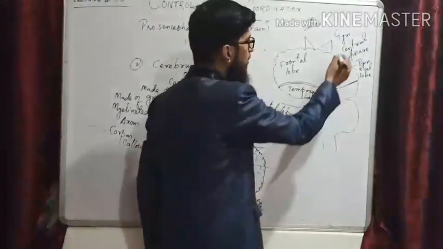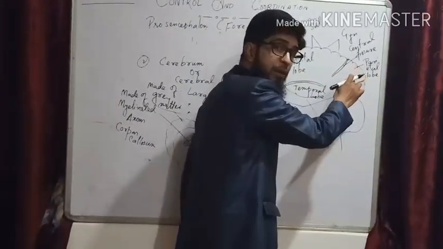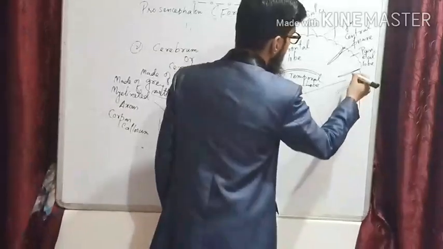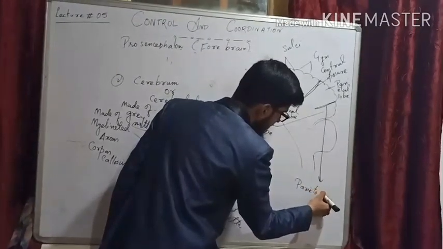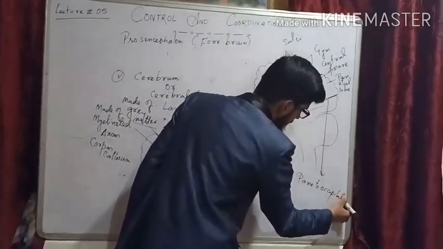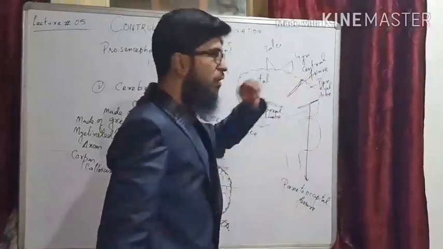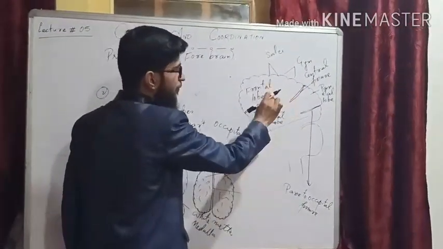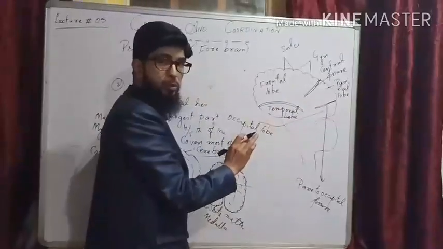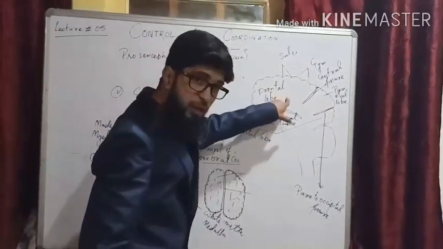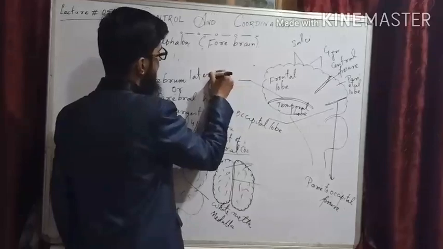Now there are fissures which divide one lobe from another. I have named already one. It is the central fissure which divides the frontal lobe from the parietal one, and the fissure which divides the parietal lobe from the occipital lobe, let me write here, is the parieto-occipital fissure. The parieto-occipital fissure divides the parietal lobe from the occipital lobe, and then the frontal lobe and the parietal lobe are separated from the 4th lobe, the temporal lobe, by a fissure which is called the lateral fissure.